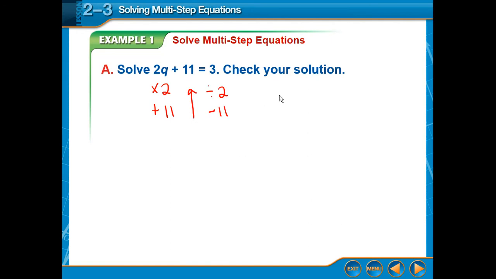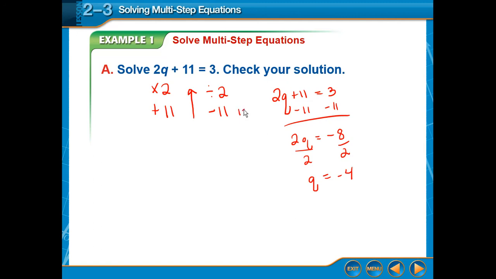So to solve this, 2q plus 11 equals 3. First thing we're going to do is subtract 11. When we do that, we get 2q equals negative 8. And we divide both sides by 2, and we get negative 4. So q is negative 4. First we subtracted 11, and then we divided by 2. That was the second thing we did, and that solved our equation.